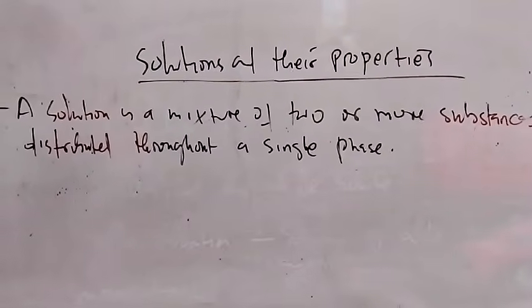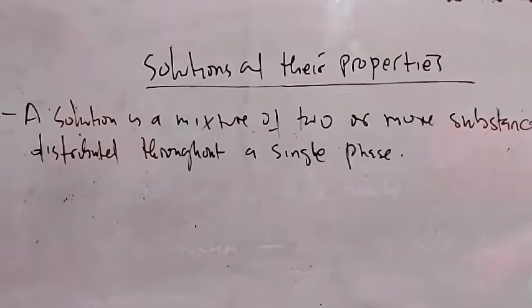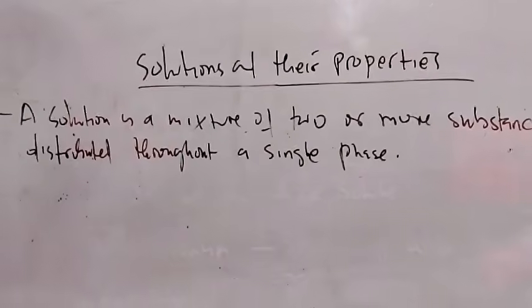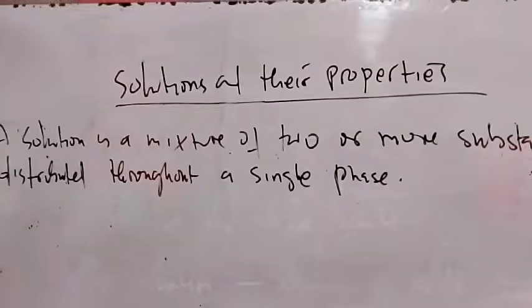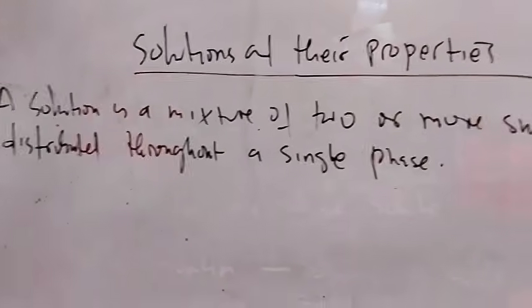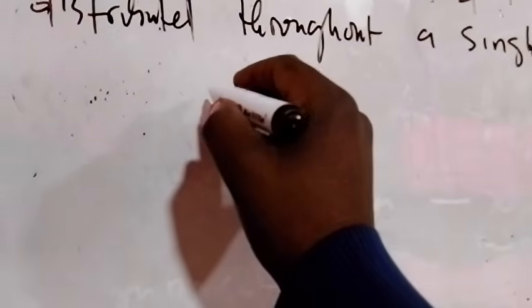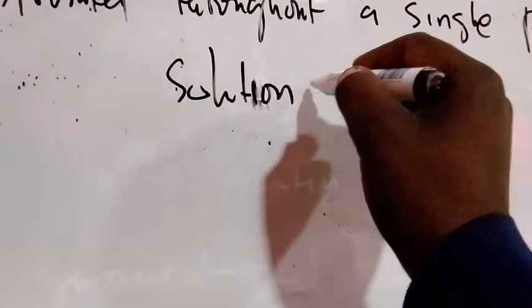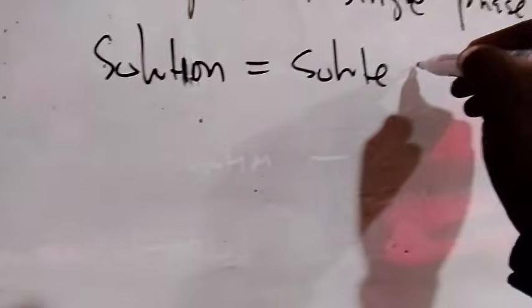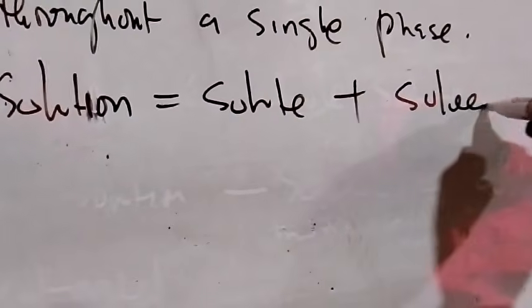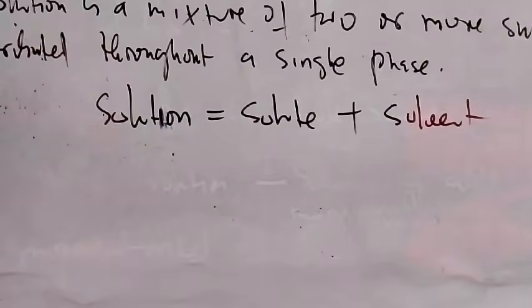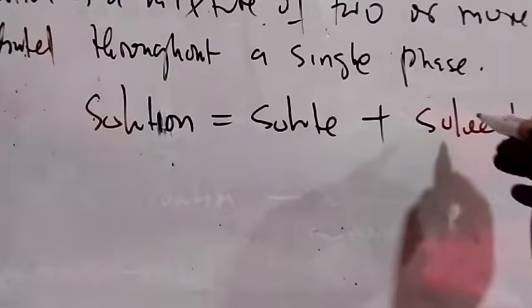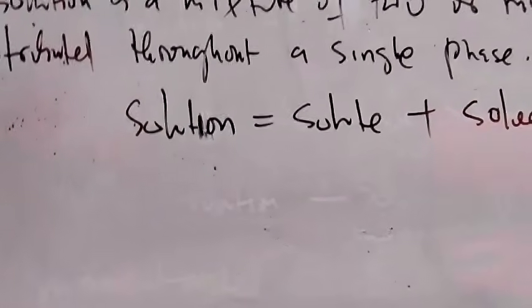Let's look at solutions and their properties. First, we define a solution. A solution is defined as a mixture of two or more substances distributed throughout a single phase. So a solution is made up of a solute and a solvent. Solution is equal to solute plus solvent.